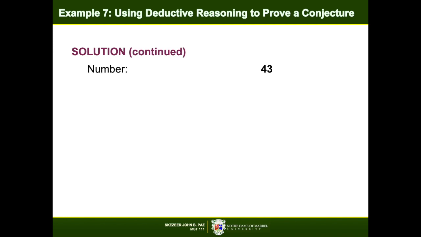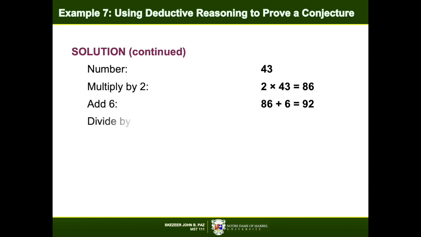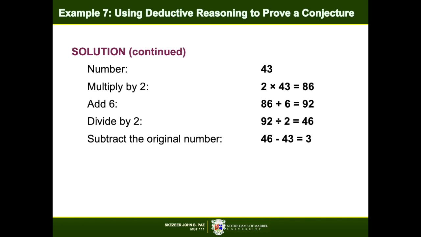Now, let's try 43 as our number. So multiply by 2, that is 86, add 6, that is 92, divide by 2, that is 46, and again subtract the original number, the answer is 3. It really seems that the answer is always 3.